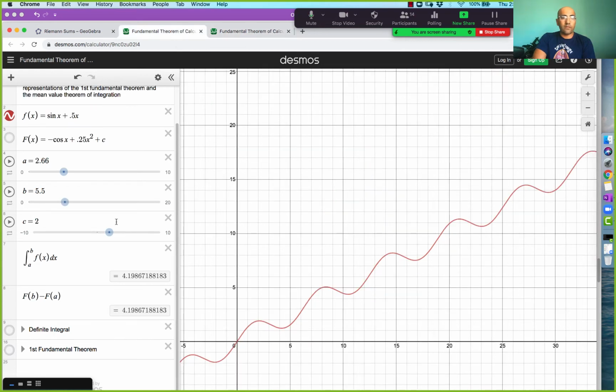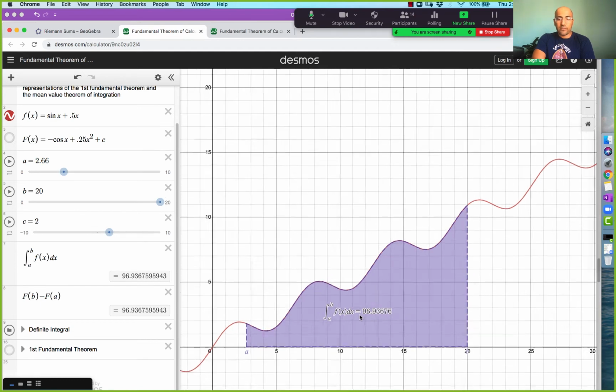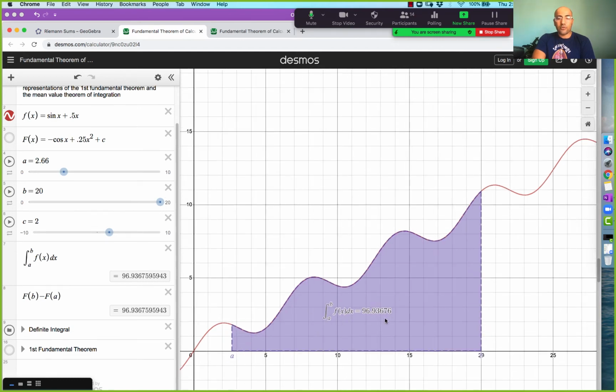Let's look at one other one. Same thing. We have some function f of x equal to sine of x plus 1/2 x. That's this function right here. Okay. So if I want to find the area underneath the curvature from a to b, it would look like this. Right? Here's the area underneath the curvature from a to b. And right in here, you could see that the computer's already calculating it for me.